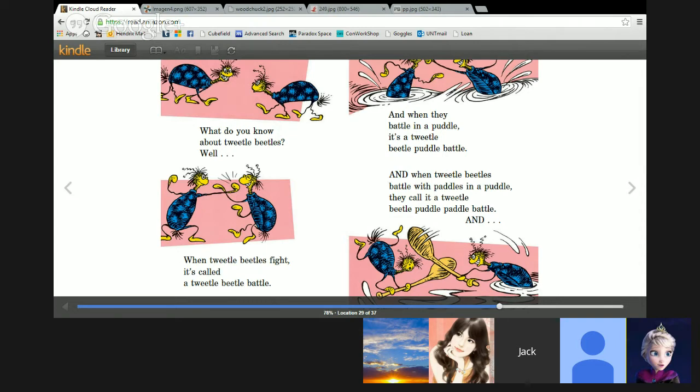You can see they're hitting each other with paddles in the picture there. Okay. Paddles in a paddle. They call it a Tweedle-Beetle paddle battle. Oh my god. Very good. No, you were doing it. Just remember to really emphasize your P's. Make sure they don't sound like B's. So once again, that puff of air is important.